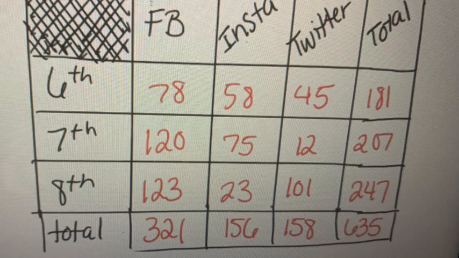Let's look at my table. Does yours match mine? I had, out of sixth grade, 78 said Facebook, 58 Instagram, 45 Twitter, for a total of 181. 120 seventh graders said Facebook, 75 Instagram, 12 Twitter, for a total of 207. Eighth grade, 123 said Facebook, 23 Instagram, and 101 said Twitter, for a total of 247. The total of all should equal 635. Do your totals match my totals?